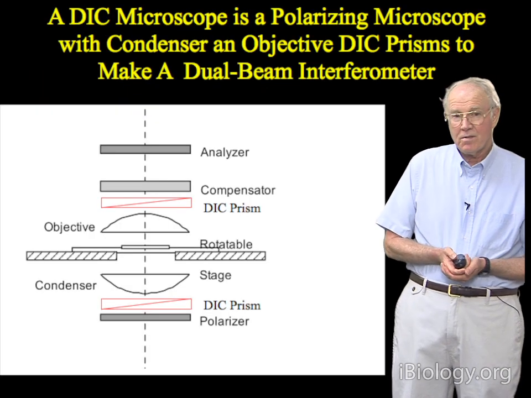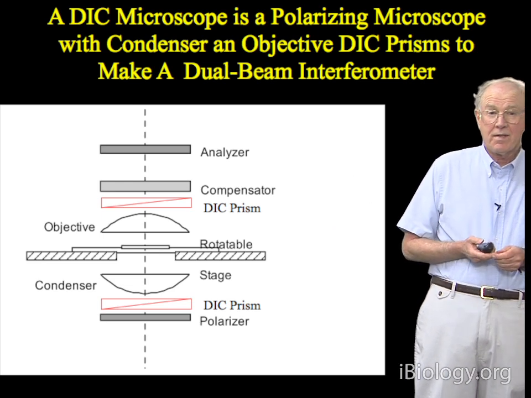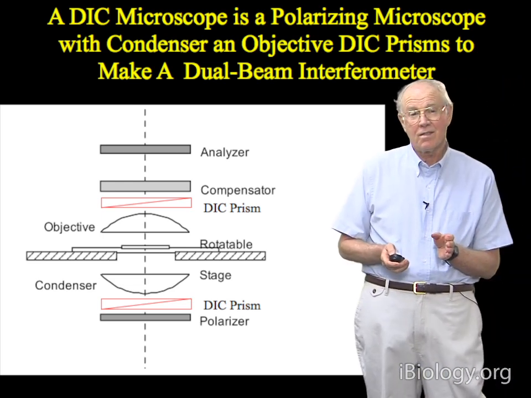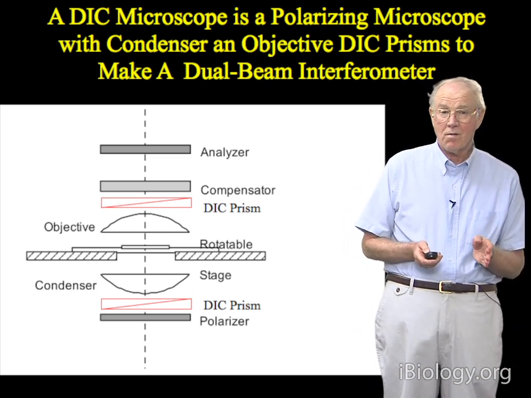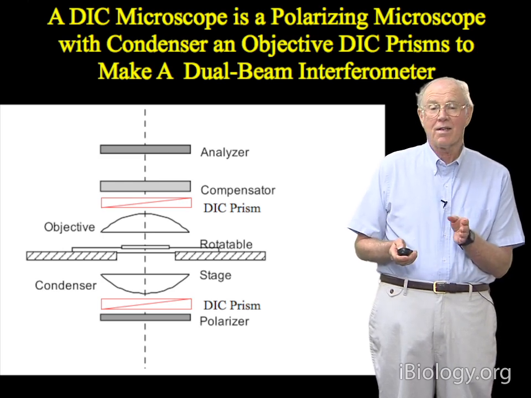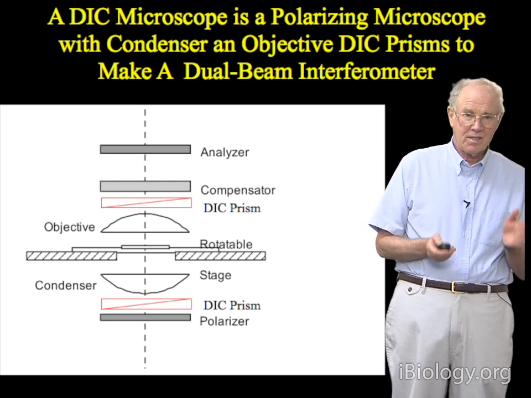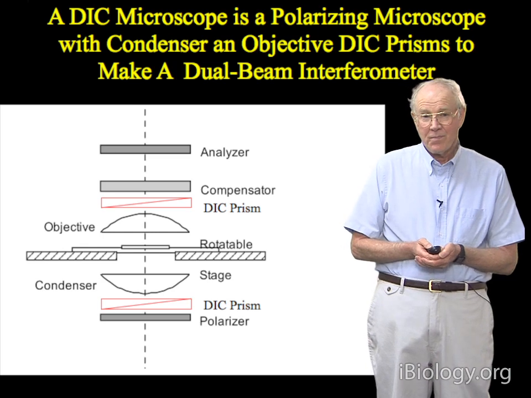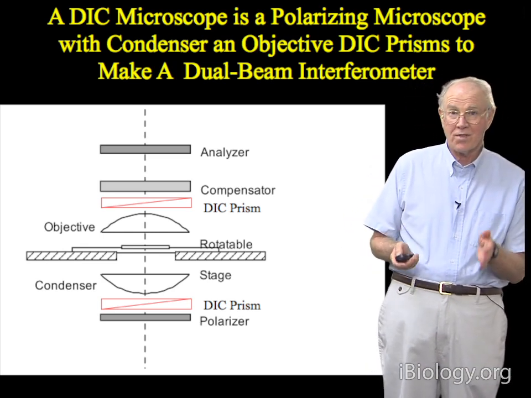Okay, so how do we make such an image? A DIC microscope is a polarizing microscope. So to understand DIC, you need to understand the fundamental aspects of polarization microscopy. Before you go any further in this talk, you really need to go back and listen to the talks that were given by Shinya Inoue and by myself on polarization microscopy. I'm assuming that you've listened to those two talks before what I'm going to say now.